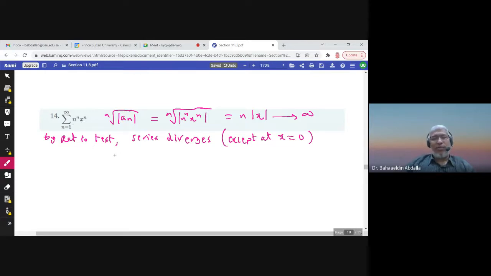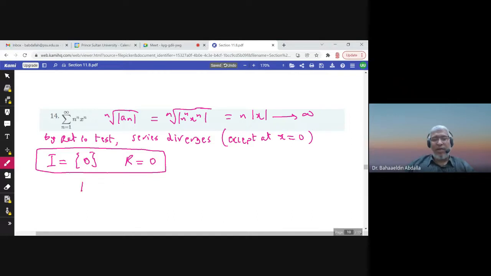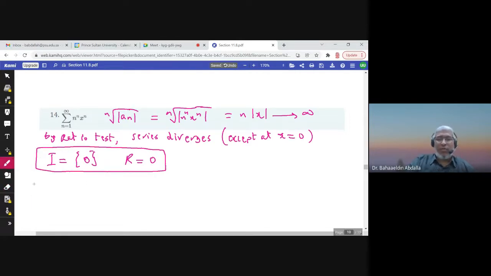So the interval of convergence here is just the center, which is 0. And the radius of convergence is 0 because I did not move from the center. Not because the center is 0, the radius is 0, no. Because it is the center, even if the center is 1, for example, and it converges at 1, then the radius would be 0 because we did not move from the center.